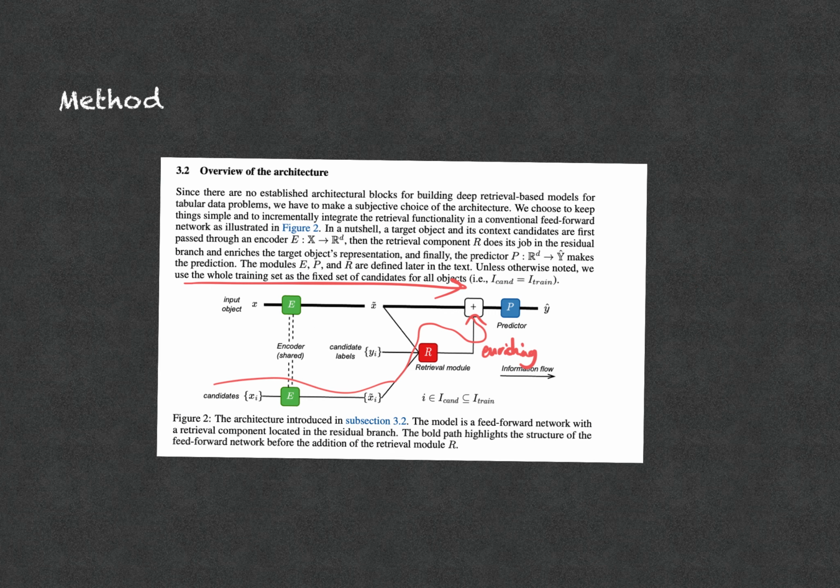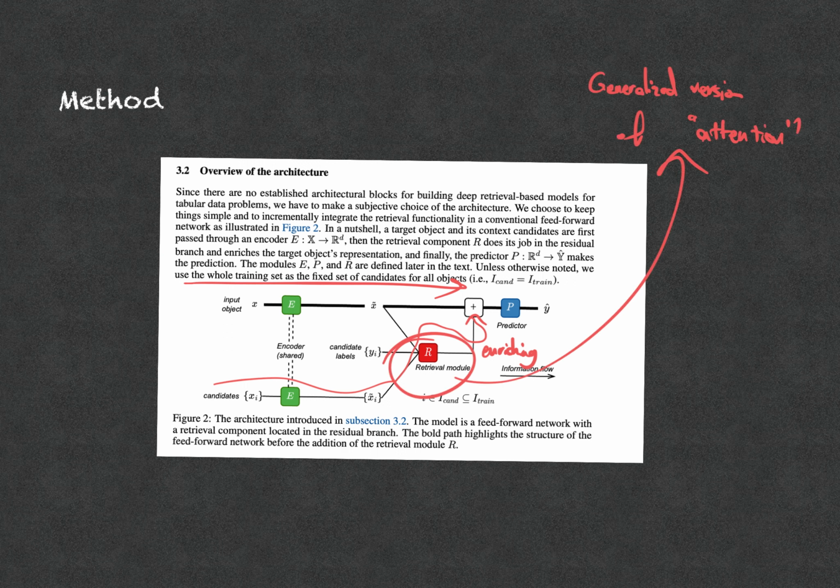This is the overview of their architecture here. You could see that you have the input being fed to an encoder, and the same types of observations are also considered as candidates, from other examples in the database, and those are fed to a retrieval module, which then uses those along with their labels to enrich the representation of the input, which was X, shown here, and then it is fed to a predictor to predict the label for the observation. The retrieval module can be thought of as a generalized version of attention.